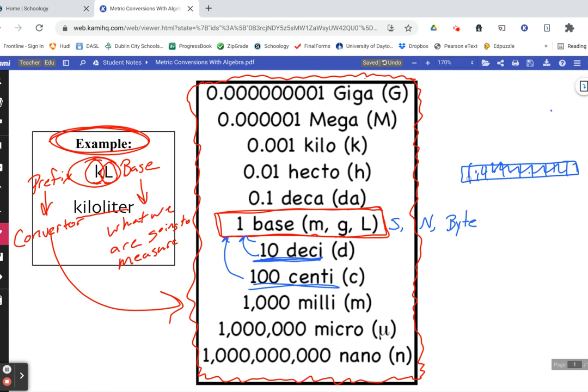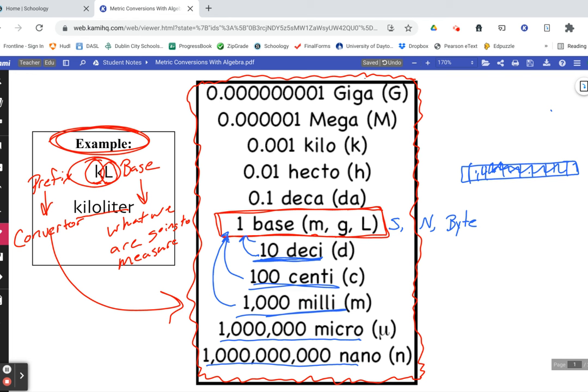A millimeter would be if there were 1,000 lines on that meter stick. If I was able to split that meter stick into 1 million pieces, it would be a micrometer. And then if I split it into a billion pieces, that would be a nanometer. 1 billion nanometers in every 1 meter.